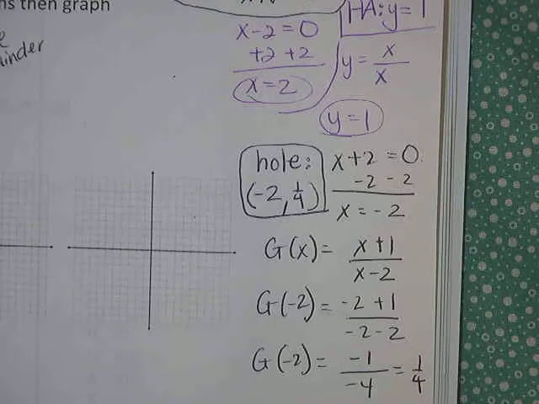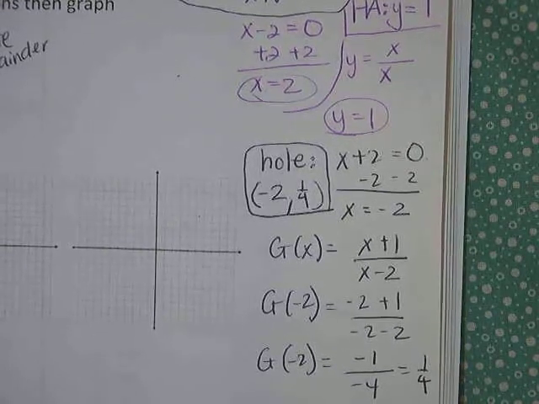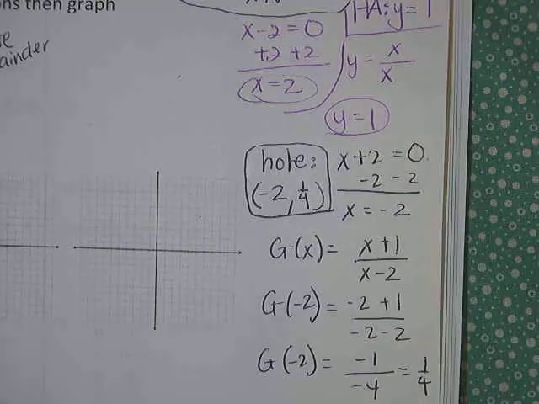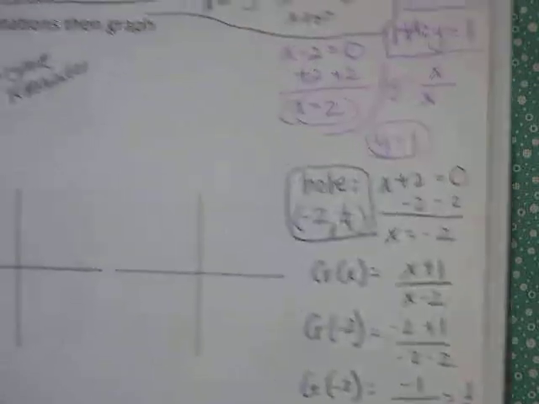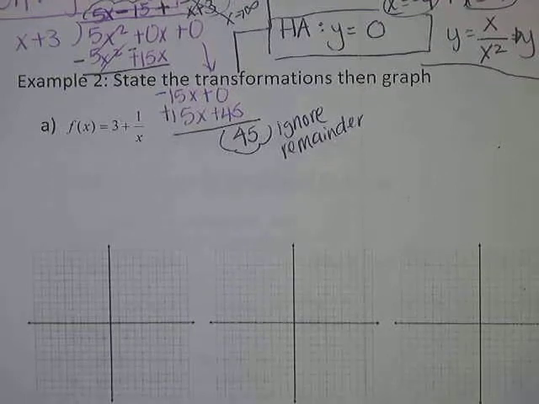So g of negative 2 equals negative 1 on the top divided by negative 4. Therefore, this is a positive quarter. Okay, so you have a hole at -2, positive quarter. And you will always have a hole if it was reducible from the beginning. Okay, so that's what creates a hole, and that's why we define the definition of a hole.